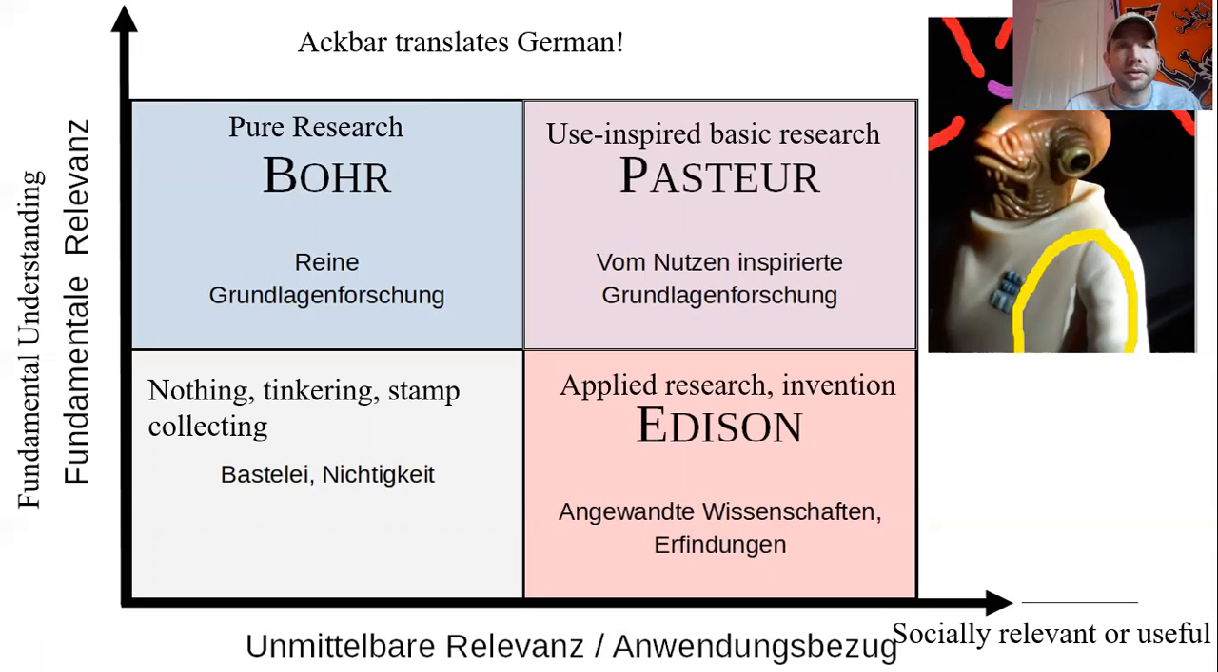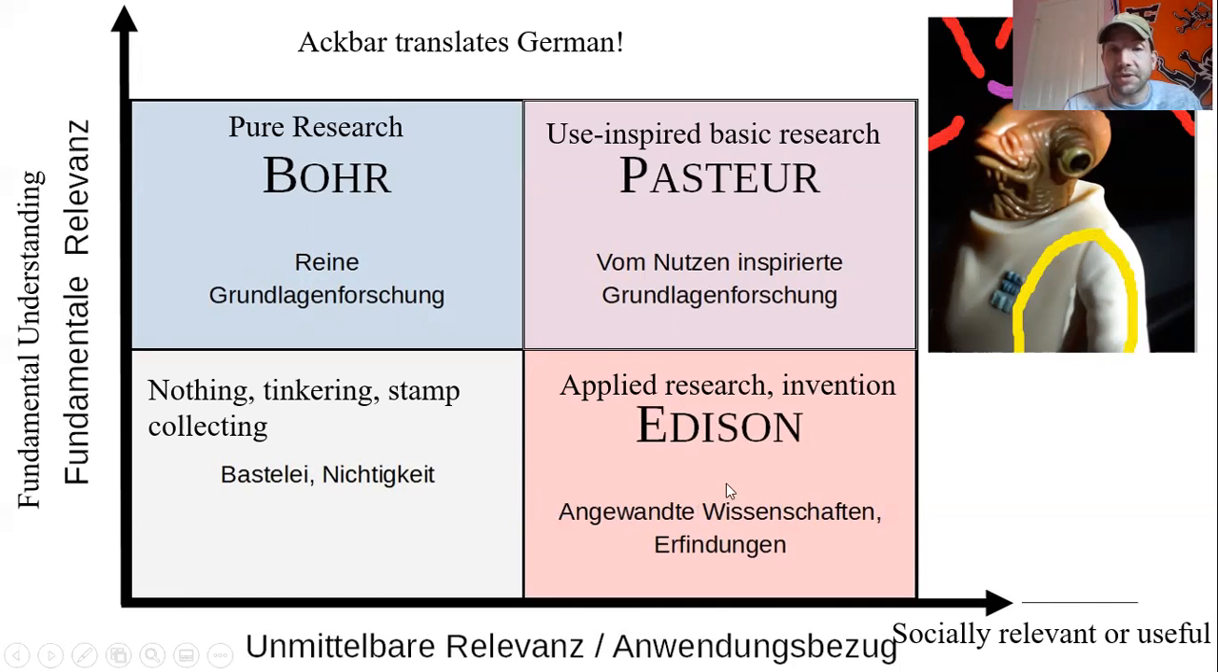Pick the top left, Niels Bohr as an example, okay, of pure research. So high fundamental understanding, but low, because we're left here, in terms of socially relevant or useful. So when you think about pure physics, right, they're not trying to make a better toothbrush or something, but they really are trying to understand the dynamics of the universe. Okay, so they're going to be high on that scale and left on the other scale.